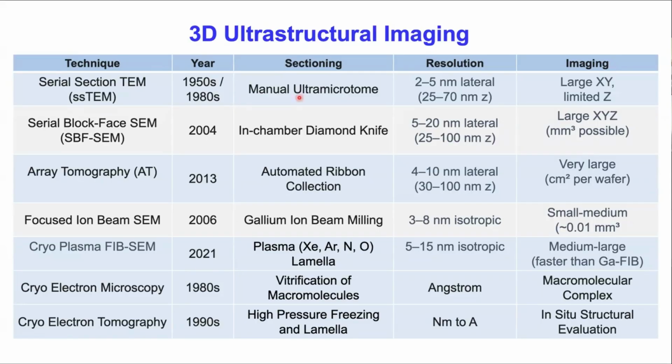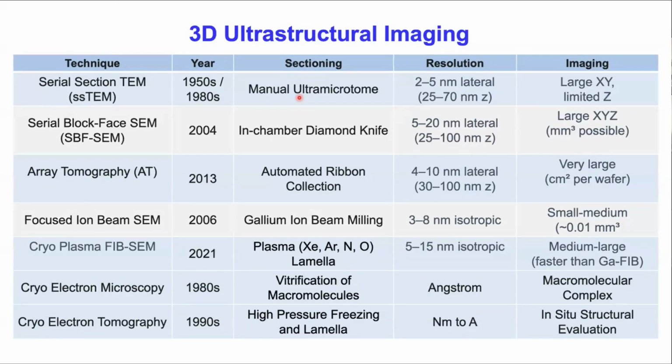Then later came serial block face imaging, where you have an in-chamber diamond knife. It's called serial block face imaging. So you have an in-chamber diamond knife. That diamond knife is going to cut your sample. It's at room temperature, and you are going to image it with the same beam.